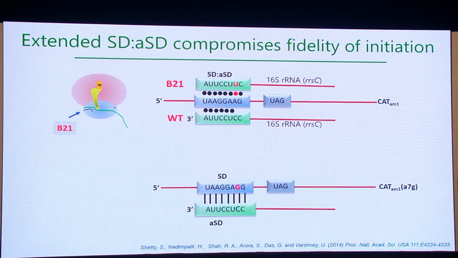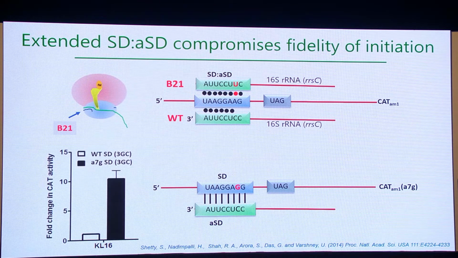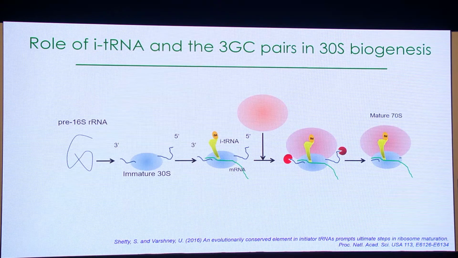We could then show that even if we make this change in the messenger RNA so that 8 base pairs can be formed, we see a huge amount of initiation in this system, even though there is no change in the ribosomal RNA. So based on many of these ideas, we also showed that the initiator tRNA and the 3GC base pairs are also important in the ultimate steps of processing of 16S rRNA.